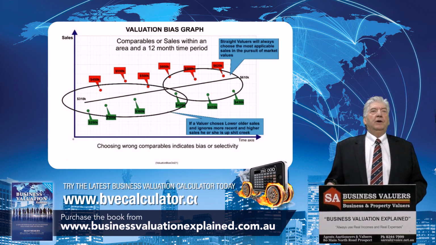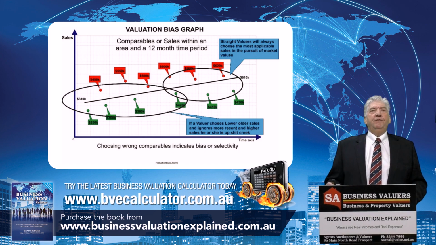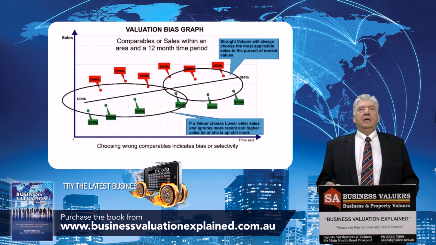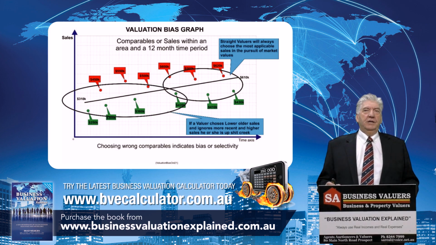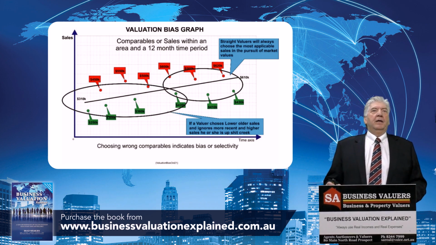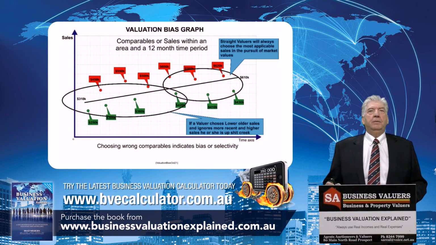Next, we'll move on. It's still on your screen, but the date of comparison. Clearly, if a valuer chooses older, lower sales, he or she is on a mission. They want to choose sales that best suit their instructions. They are not in the pursuit of true or fair market values.